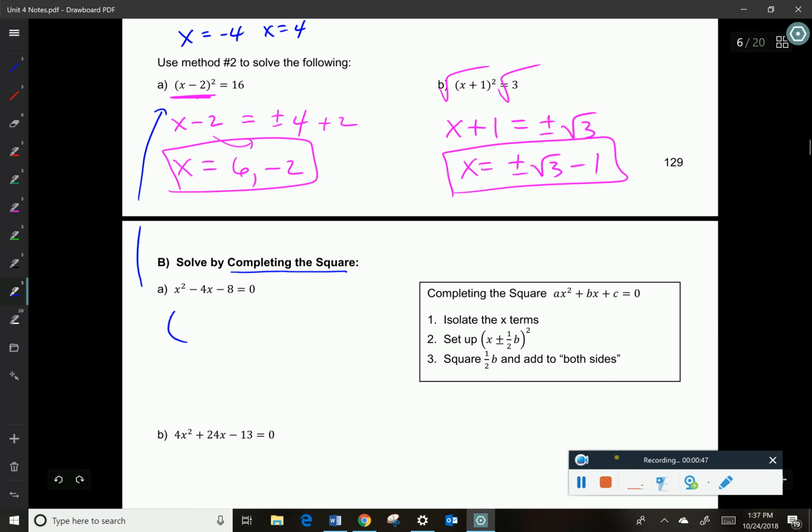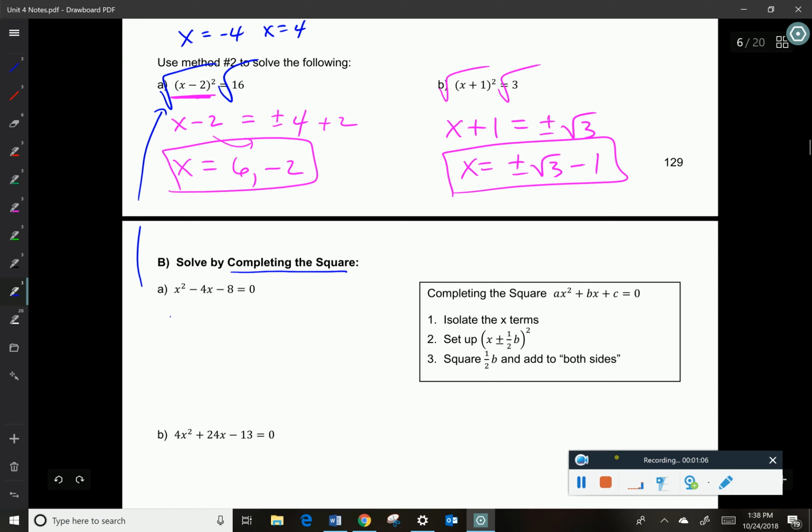In other words, I want it to look like I have a quantity squared equal to something, because if it looks like that, then in order to solve, I can do what I did up here on A, where I just took the square root of both sides. Okay, so look at this box over here. In this box, it gives us the steps on how to do that.